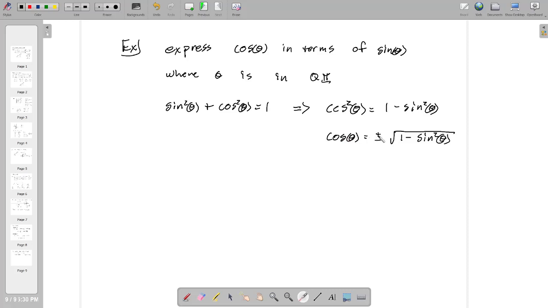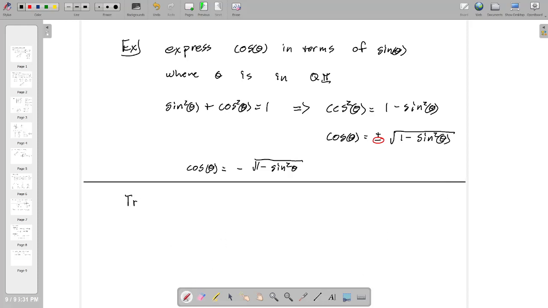But notice that we have two different answers. We have positive square root 1 minus sine squared and negative square root 1 minus sine squared. So which one is the actual answer? Well, we go back now and look at theta, and we have to remember what the sign of cosine is in quadrant 2, because theta has a terminal side in quadrant 2. Cosine is negative in quadrant 2, so we're going to use the negative value. So cosine will equal negative square root 1 minus sine squared theta. And we're done.